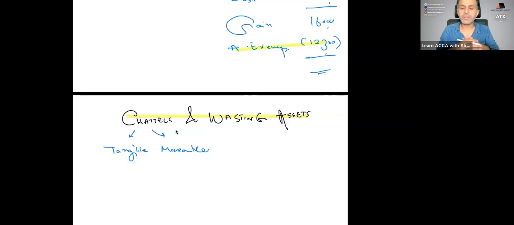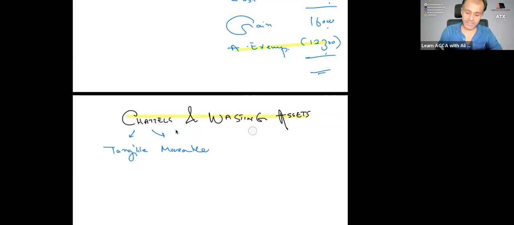Table is a chattel. Chair is a chattel. Land is not a chattel. Tangible but not movable. Building is not a chattel. Tangible but not movable. So you have to apply it. Anything is a chattel that has these two characteristics.